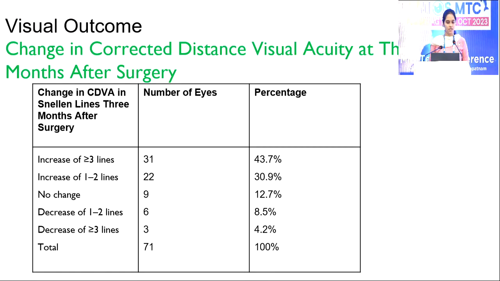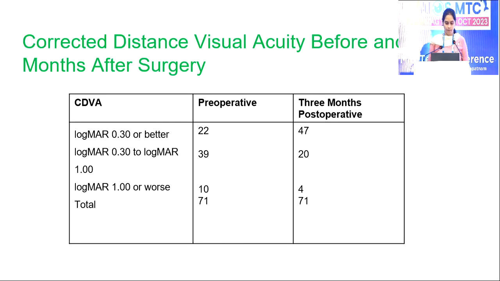Changes in the corrected distance visual acuity at 3 months after surgery: an increase of more than 3 lines is seen in 31 eyes, an increase of 1 to 2 lines in 22 eyes, no change in 9 eyes, a decrease of 1 to 2 lines in 6 eyes, and a decrease of more than 3 lines in 3 eyes.